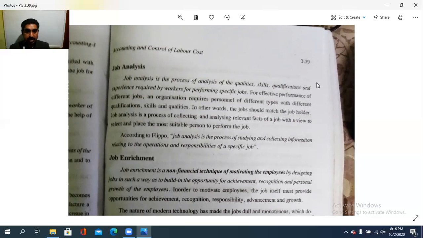Job enrichment is a non-financial technique of motivating the employees by designing the jobs in such a way as to build in the opportunity for achievement, recognition, and personal growth of the employees. In order to motivate the employees, the job itself must provide the opportunities for achievement, recognition, responsibility, advancement, and growth.